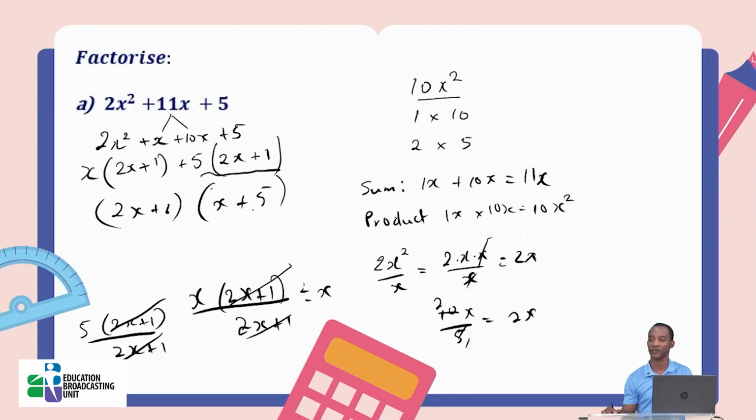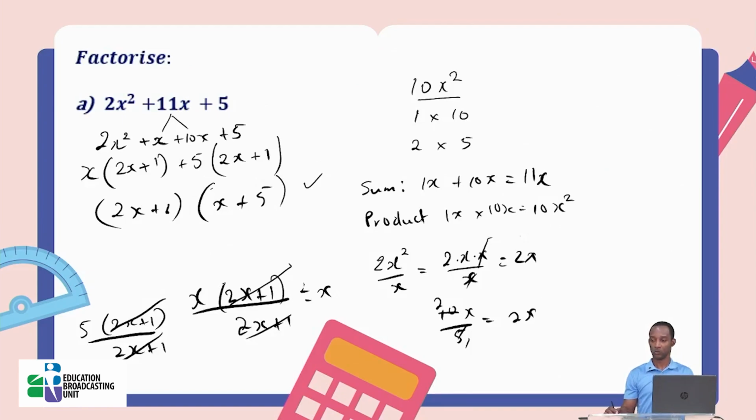Let's put it in another bracket. In fact, what we have really done is factor out the 2x plus 1. And so this is the solution in terms of factorizing this quadratic trinomial. We have the product of two binomial expressions, 2x plus 1 multiplied by x plus 5.